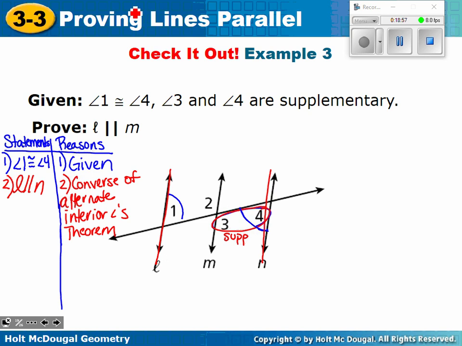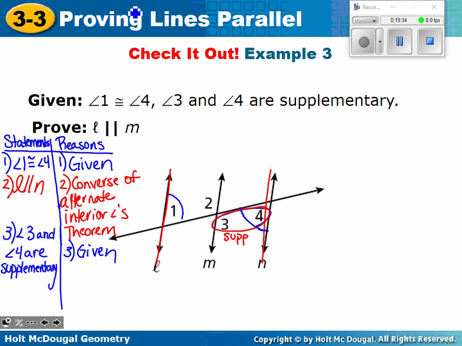Okay, so now let's add the next thing we know. 3 and 4 are supplementary. So angle 3 and angle 4 are supplementary. And that was given. So what does that tell us if 3 and 4 are supplementary? Okay, but not yet. But what do we know just using that 3 and 4 are supplementary? What's something we could say?